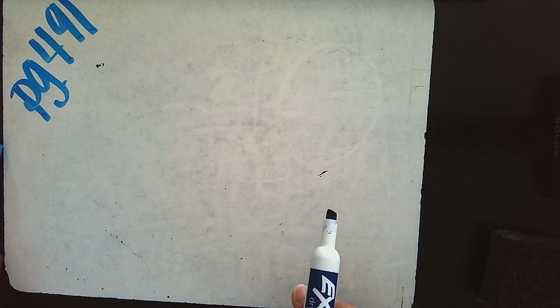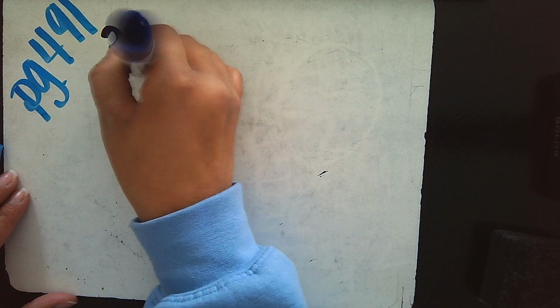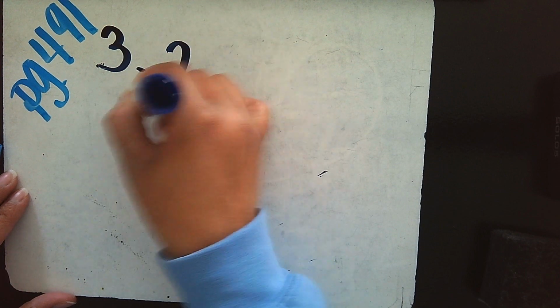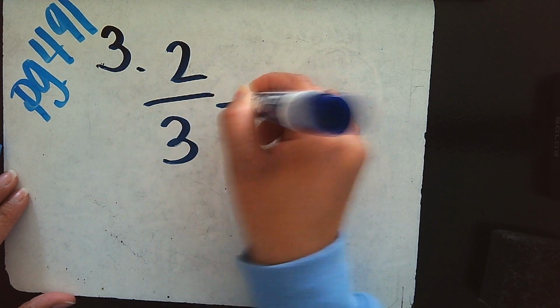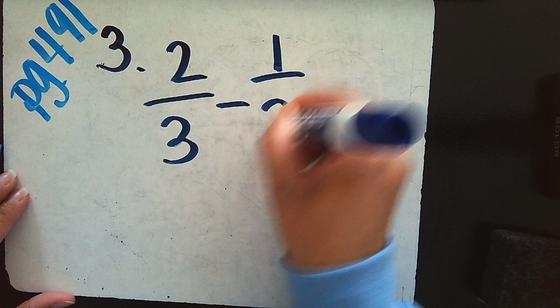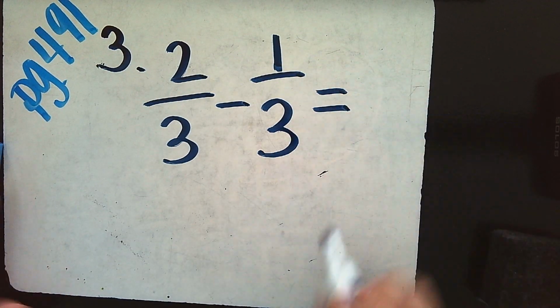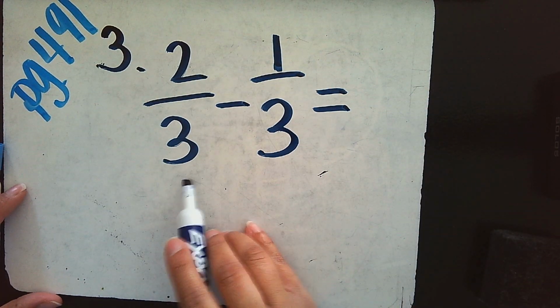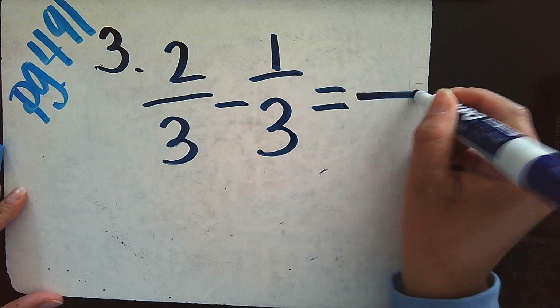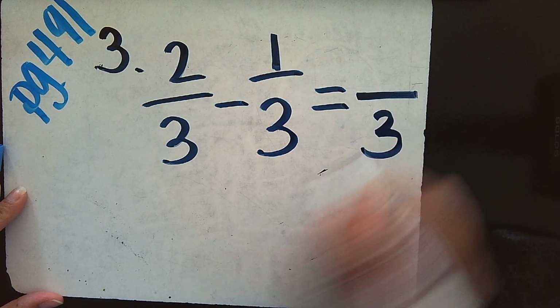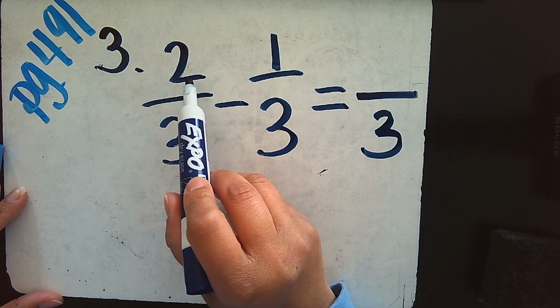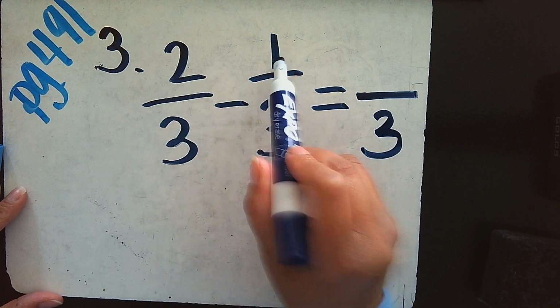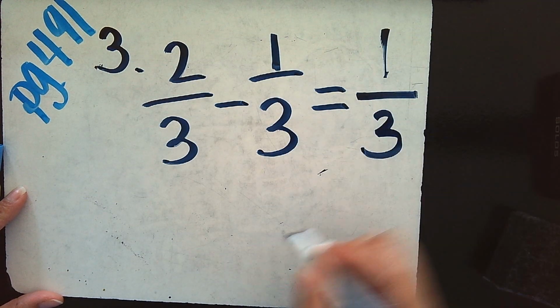So erase. Okay. So I'm going to go to number 3. Number 3 is 2/3 minus 1/3. Remember, I am subtracting with like denominators, so my denominator will stay the same and I subtract straight across my numerators. 2 minus 1 is 1.